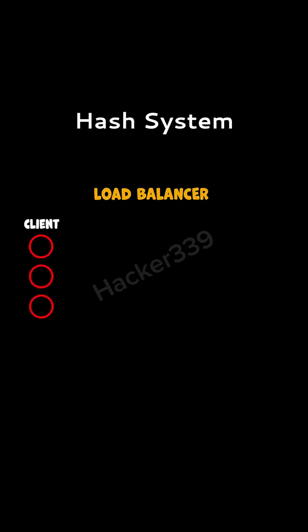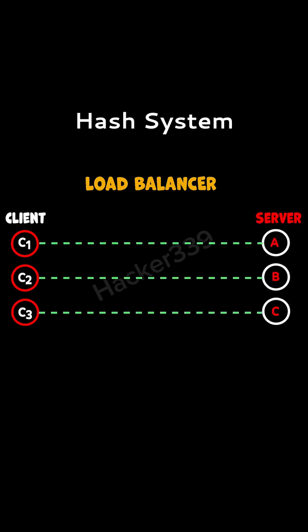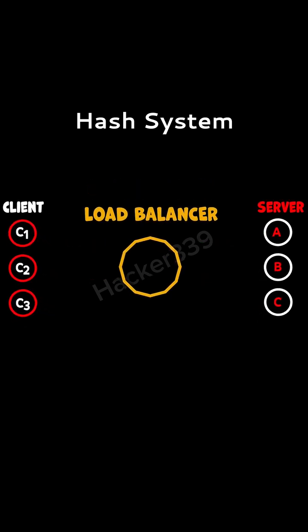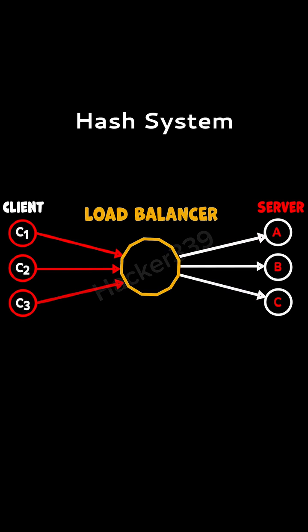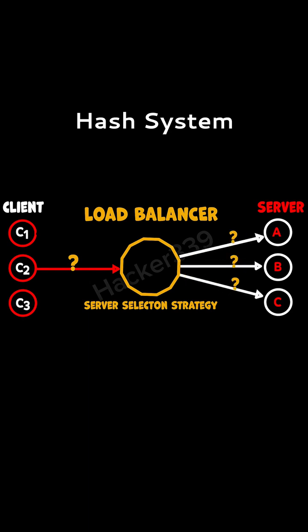Here, we have three clients C1, C2, and C3. There are three servers the clients can talk to, but instead of making them talk directly, we'll have a load balancer in between, so that client requests are routed and evenly distributed across servers. When a load balancer redirects or routes a request from a client to the server, it needs to have a server selection strategy, that is, which request should be served by which server.